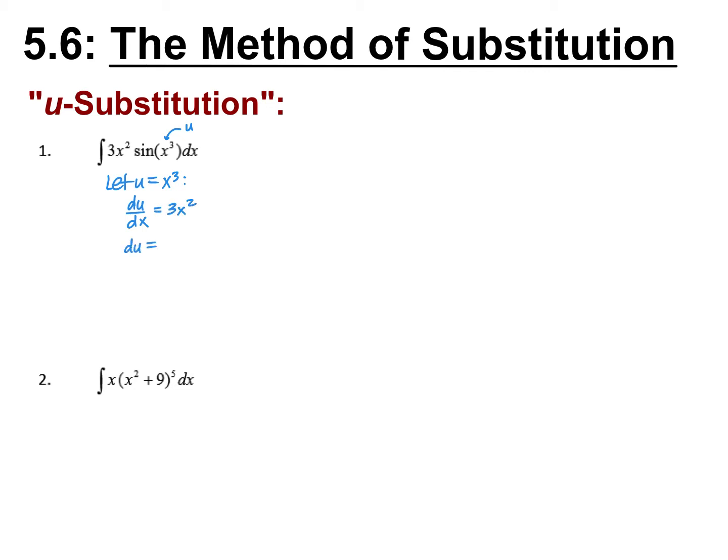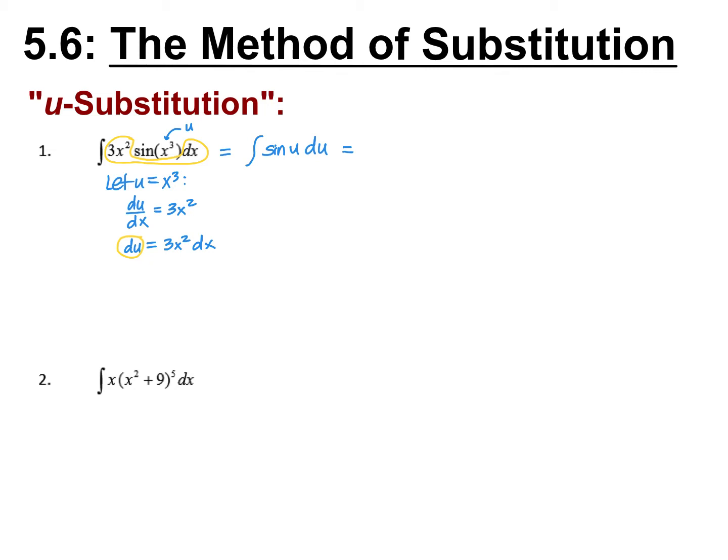Okay? Then we can rewrite this as 3x squared dx. Now, where have we seen 3x squared dx? We see it right here. 3x squared dx is going to be replaced by du. And so what we have here is the integral of sine u, and then 3x squared dx is replaced by du. So we have rewritten the problem as the integral of sine u du.